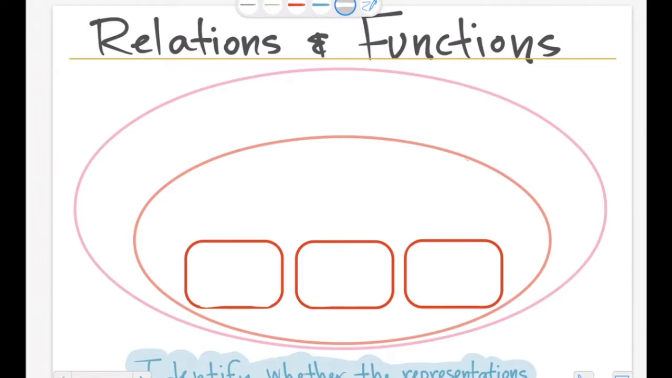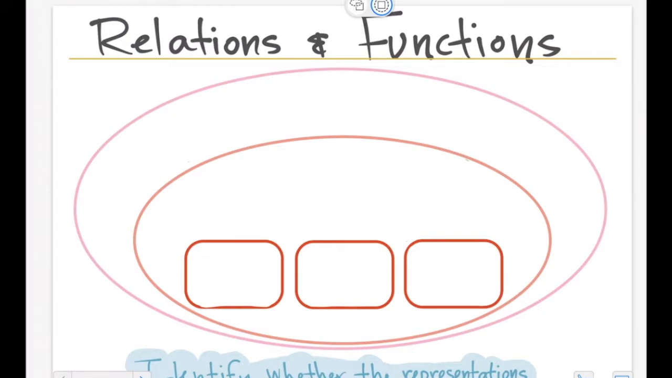All right, today we're going to talk about relations and functions. And I think a really good overview of this is to think about relations and functions in terms of going from very general to very specific. So I've given you a Venn diagram, and hopefully you're familiar with these and you know that the outermost circle or bubble is the most general. And as you go inside or move inward, your terms get more and more specific.